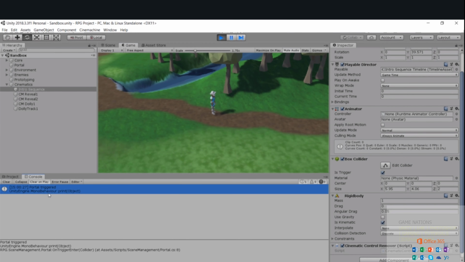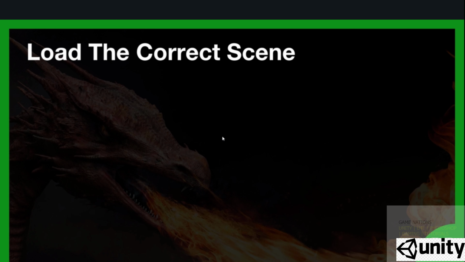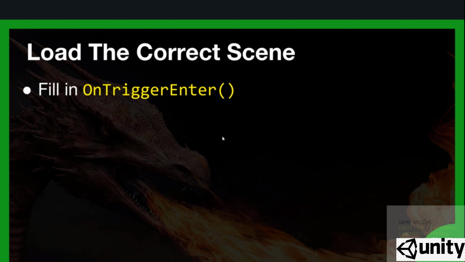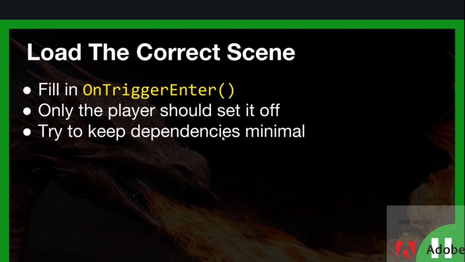Now, notice that we are also getting triggers when it's not the player going in. We know how to deal with that. So, time for your challenge to load the correct scene. So, fill in OnTriggerEnter, and the player should be the only thing that sets it off. Otherwise, we're going to be switching scenes all the time, and that would be absolutely no good. Try and keep your dependencies to a minimum, so try and include no namespaces if you can get away with it.